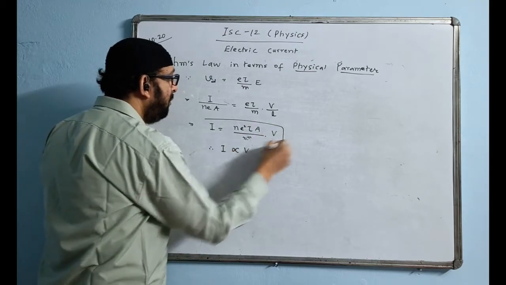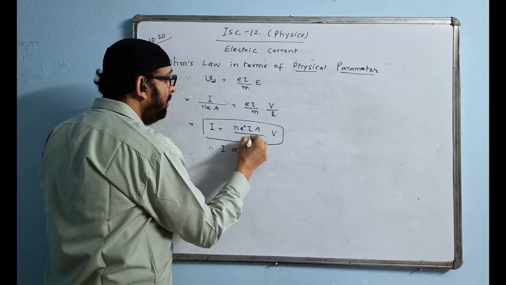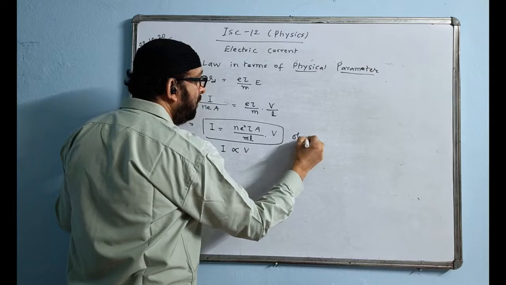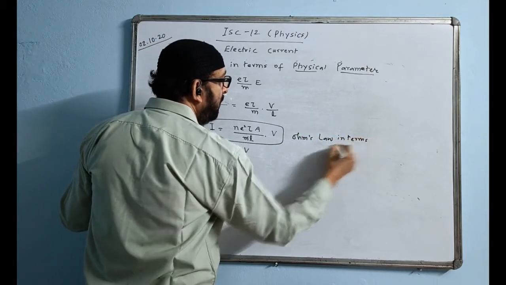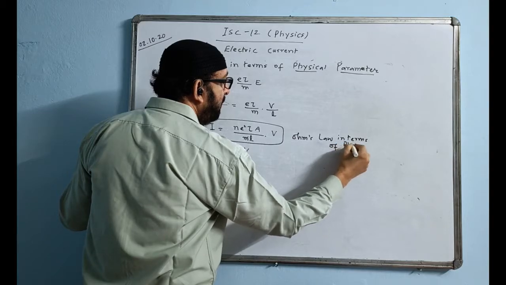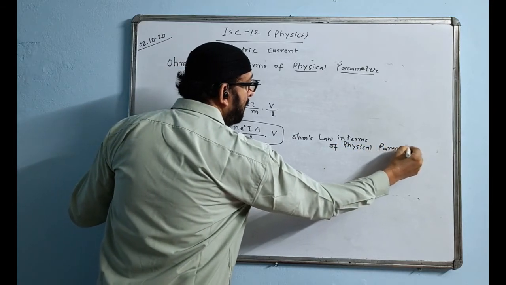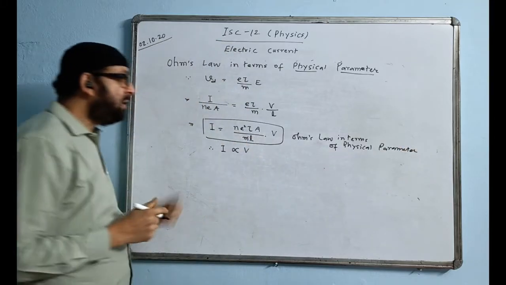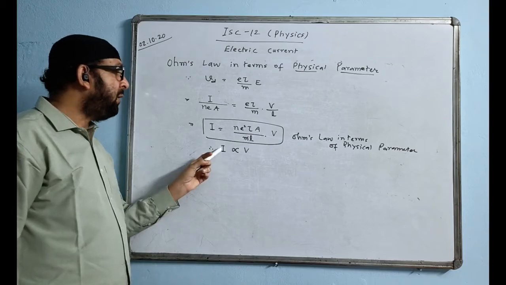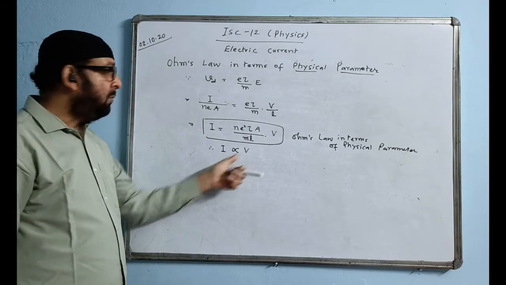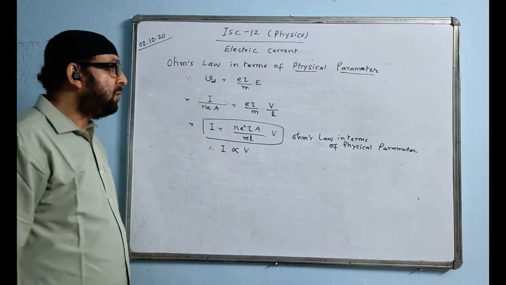So this equation is called Ohm's law in terms of physical parameter. This equation is called Ohm's law. Ohm's law says that the current flowing is directly proportional to the voltage. More the voltage, more the current. Less the voltage, less the current. So this is only the Ohm's law.